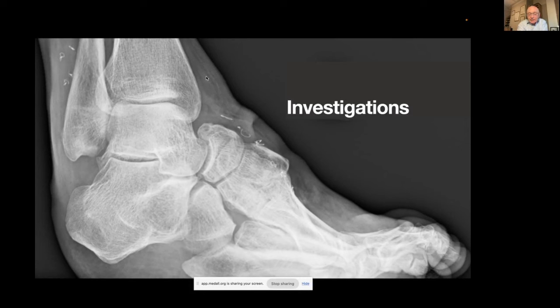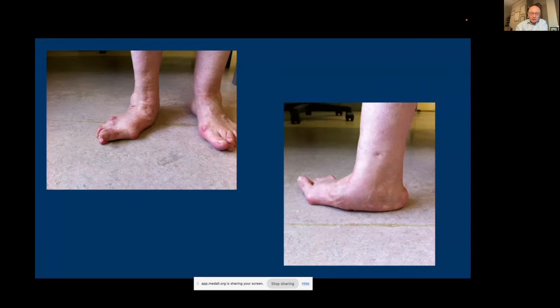I'll use CT scan and MRI scan as well, particularly if we want to know if things are degenerative. If you want to know if joints are degenerate, or think about coalitions or abnormal anatomy, I think it's really useful to have CT particularly, but sometimes MRI scan as well. So let's go through a few cases.